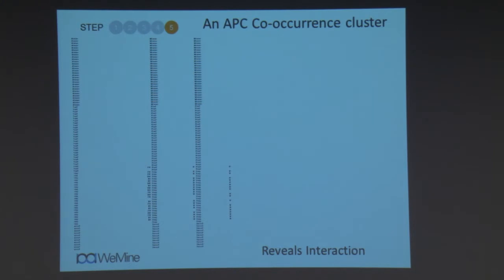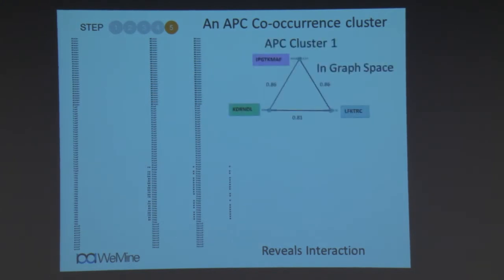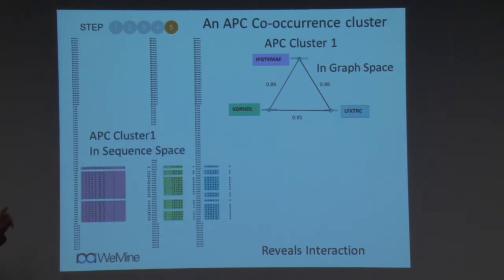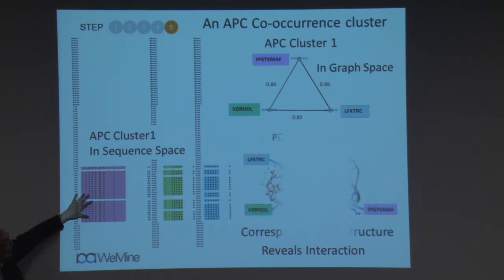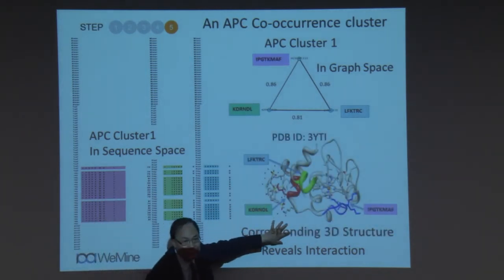So I can skip this. Now, in a nutshell, we are able to find some kind of co-occurring APC. We can find it, map it into the graph space, the pattern space, and also the data space, and back into the 3D space.